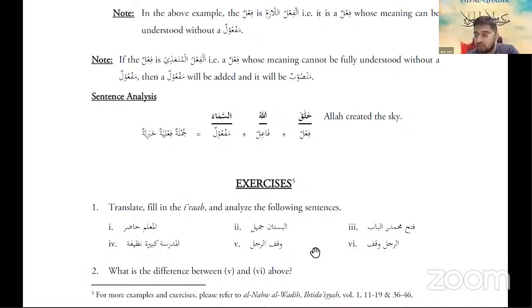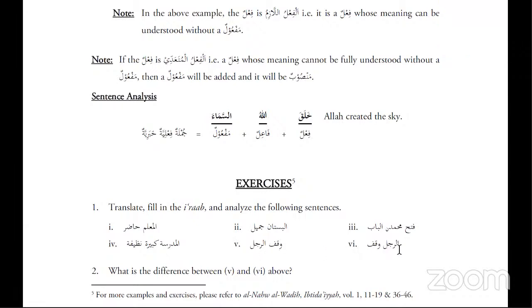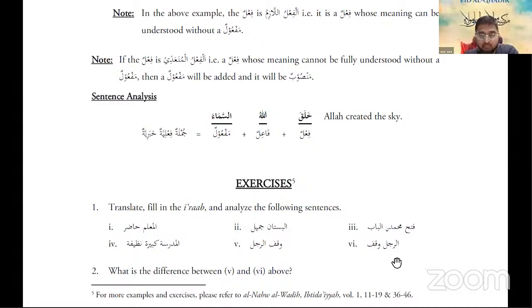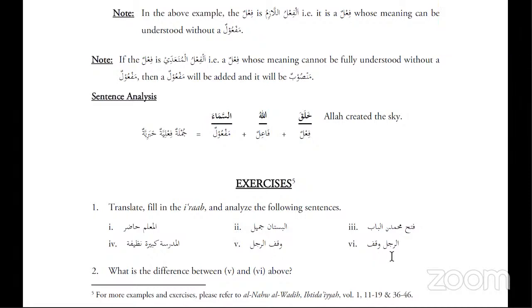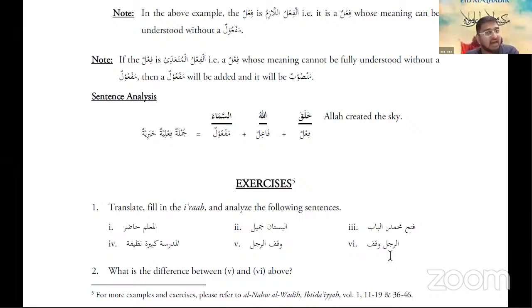So now, the difference between the two. Waqafa ar-rajulu is a verbal sentence. Waqafa is the verb. Ar-rajulu is the doer. So this is a verbal sentence. Ar-rajulu waqafa is subject and predicate. So this will be a nominative subject. Exactly, that's absolutely correct. That's a nominal sentence.